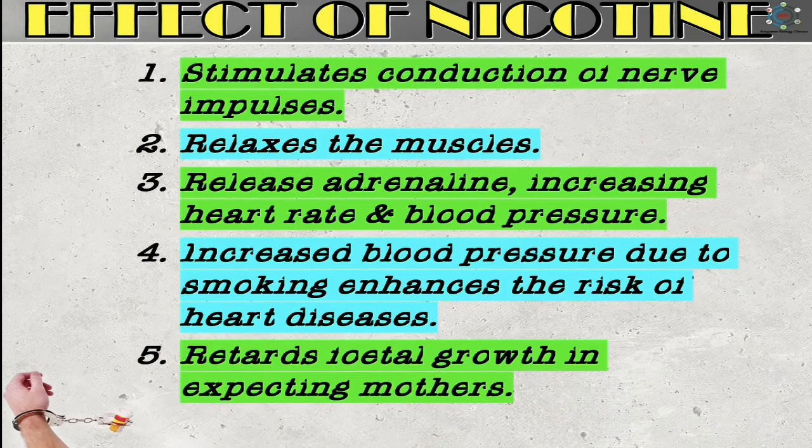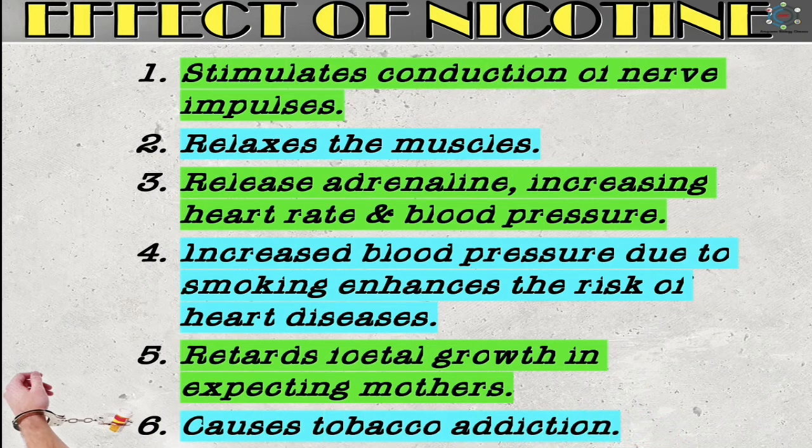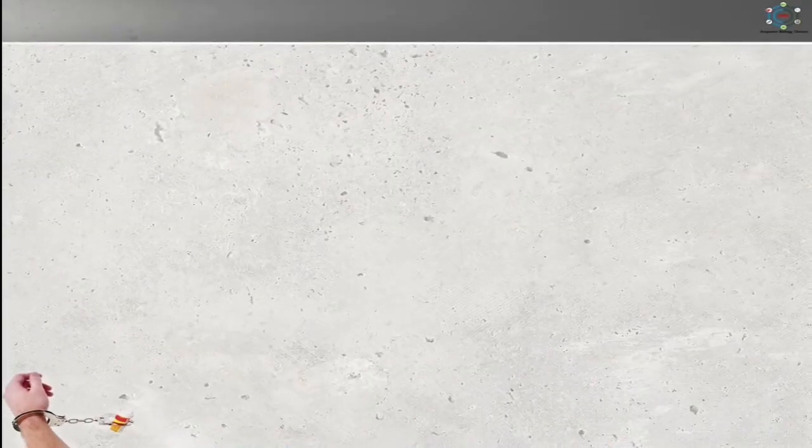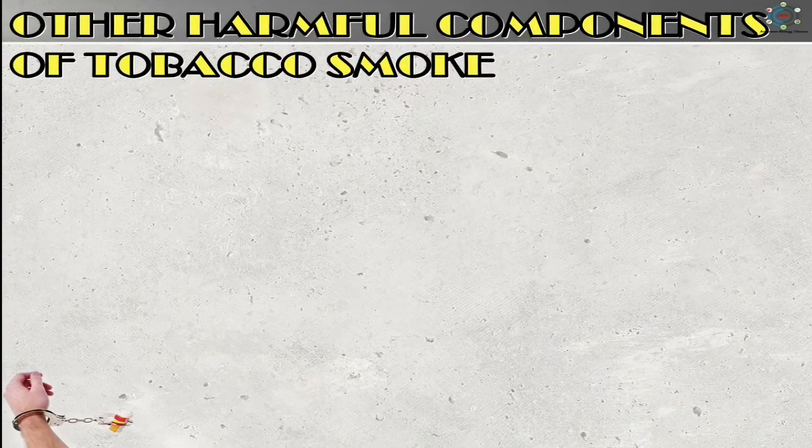Retard fetal growth in expecting mothers and causes tobacco addiction. So, these all are the effects when we take nicotine in low concentration, but in high concentration nicotine paralyzes nerve cells. So, this is the effect of nicotine. After this, other harmful components of the tobacco smoke.